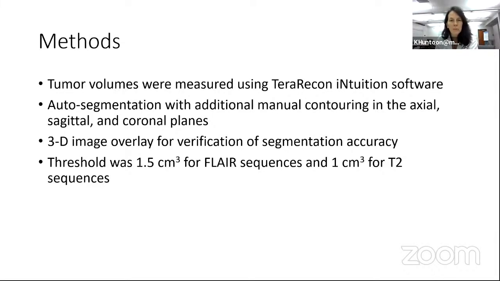Tumor volumes were measured by the TeraRecon Intuition software, which is software the radiologists have been using for other studies. Auto segmentation is done, but then there is some fine manual contouring on the 3 different planes: axial, sagittal, and coronal. Then they have a 3D image overlay to make sure the segmentation was accurate. The thresholds were 1.5 centimeters for the FLAIR sequences and 1 centimeter for the T2.